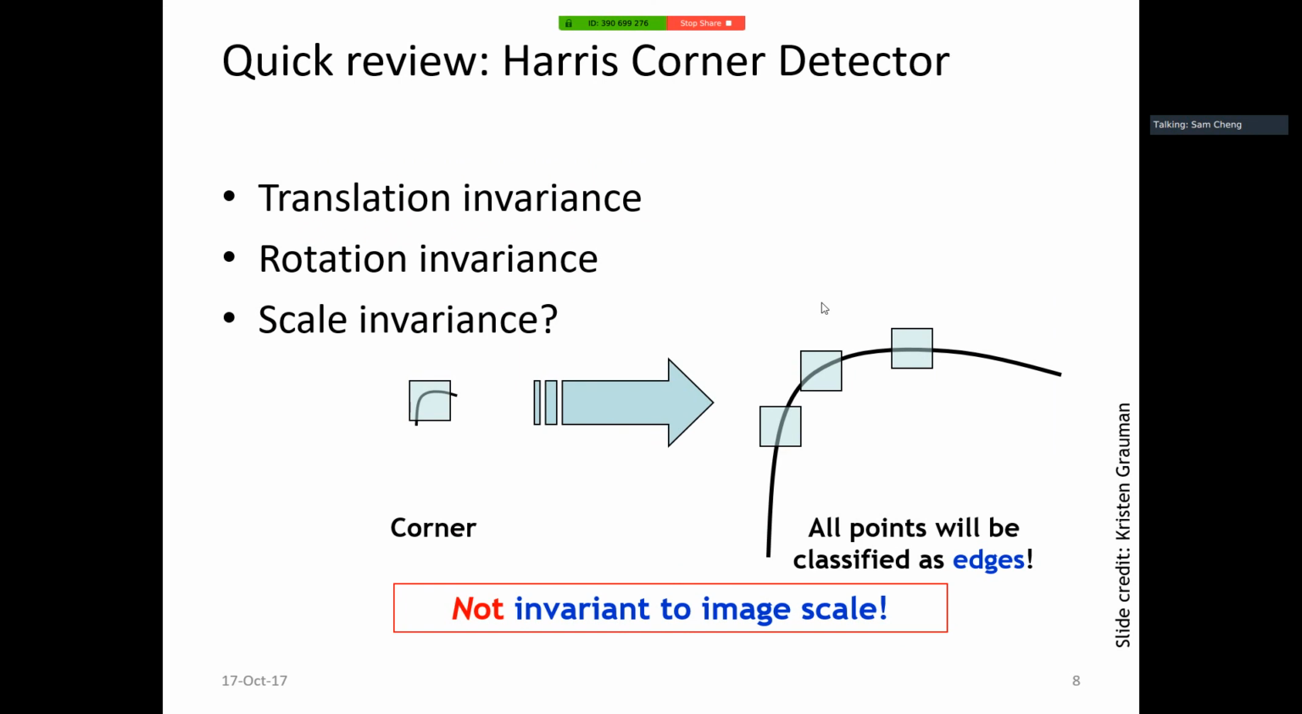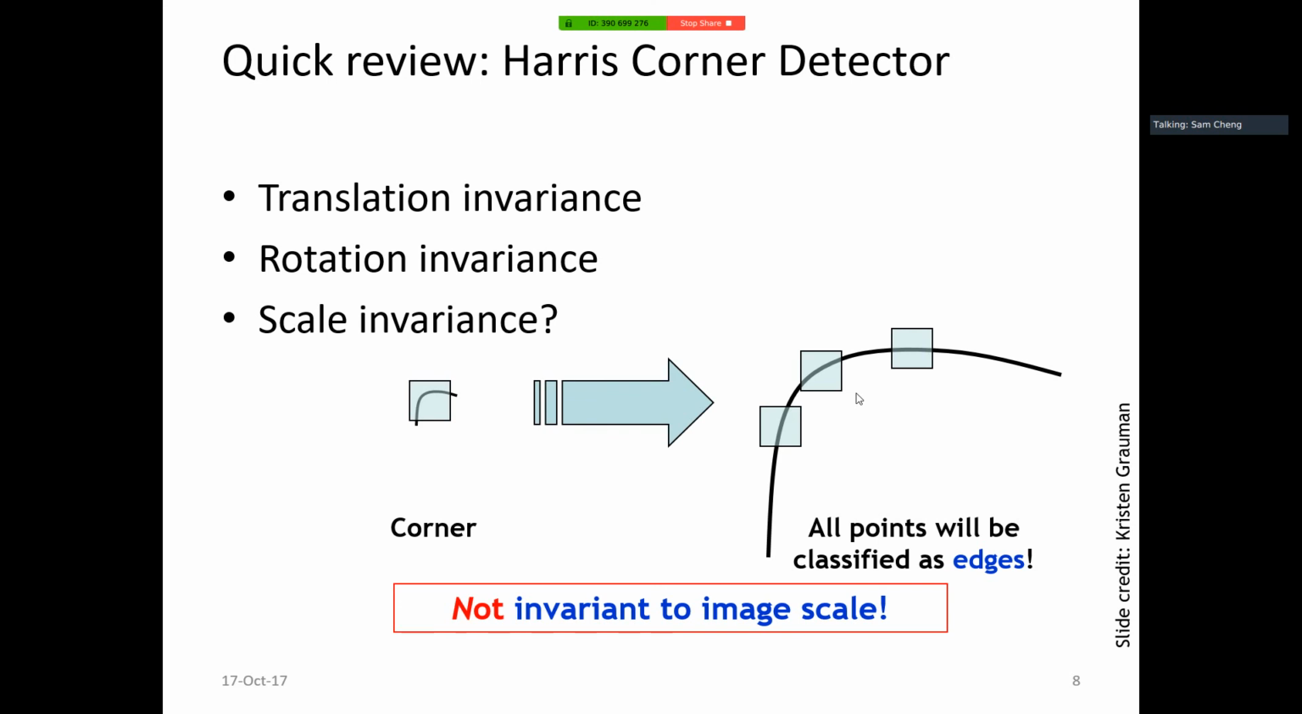Okay, coming back to what I originally said. If I just use this Harris corner detector, as you can see, from a different scale, in the original scale here I may perceive this as a corner, but as I zoom in, it is no longer perceived as a corner. So we want to be able to fix that.